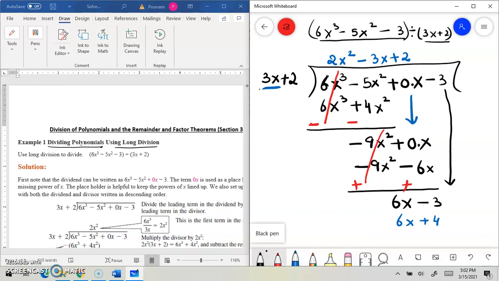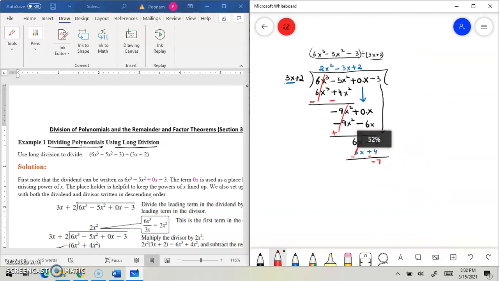We have to subtract. For subtracting, we change the sign of the bottom polynomial. This will cancel. We have negative 3 minus 4, that will be negative 7. Now you see negative 7 doesn't have an x, that means its degree is less than that of 3x plus 2. We stop here. Okay. So let's see what we have.